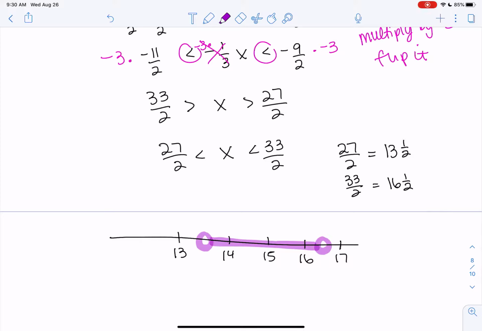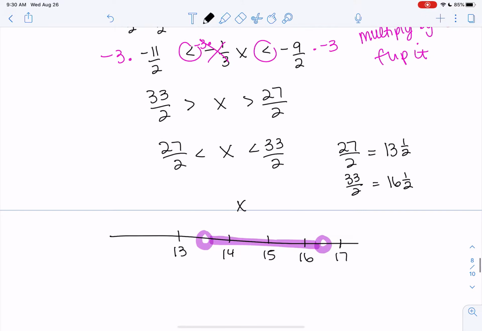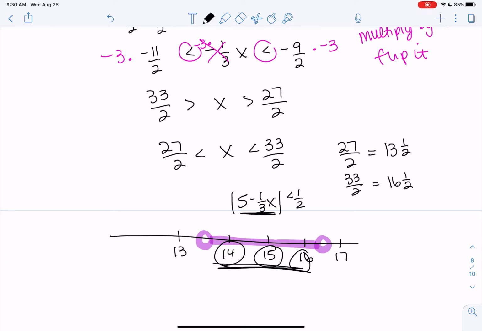So I know it's really confusing compared to the original statement, because it was 5 minus 1/3 x is less than 1/2, right? But once we solve for x, now x itself is in between these numbers. So if you plug in 14 or if you plug in 15 or 16, right, this whole statement will be less than 1/2.